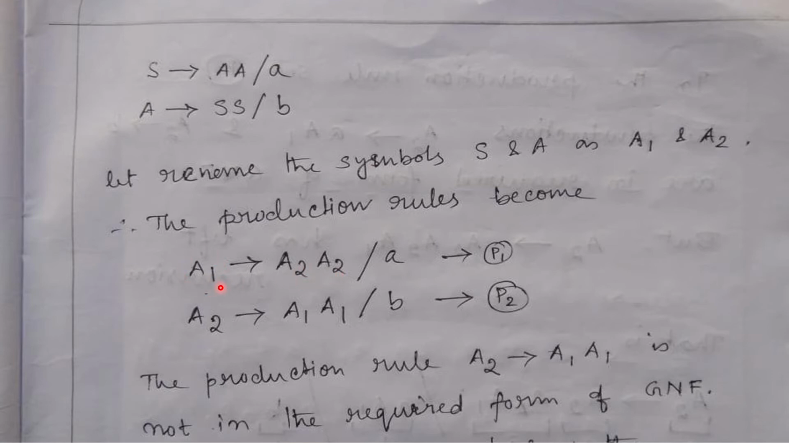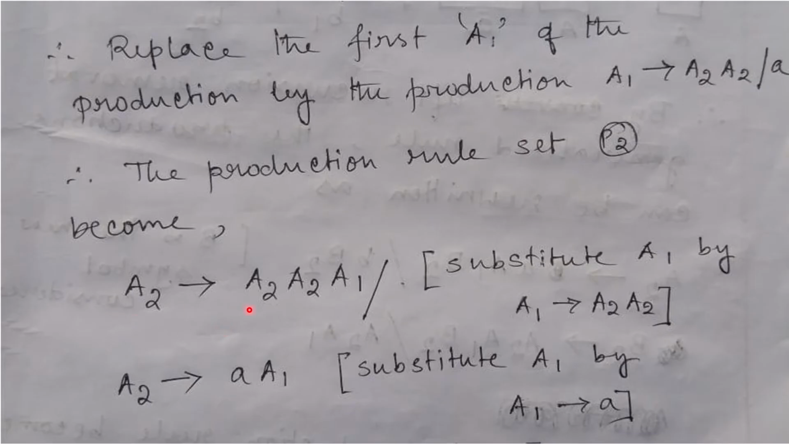Also a1 can be written as small a. You have to take both into consideration, and accordingly you have to change this particular production rule a2 to a1 a1. So that means a2 to a1 a1 becomes a2 to a2 a2 a1, because a1 has been replaced by a2 a2. And similarly I have done a2 to small a a1 because of this production rule a1 to small a.